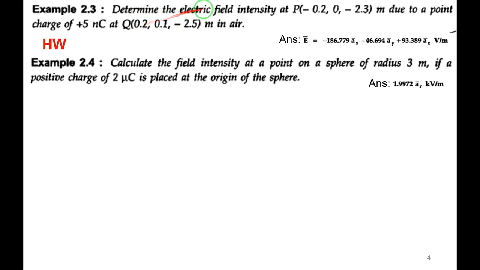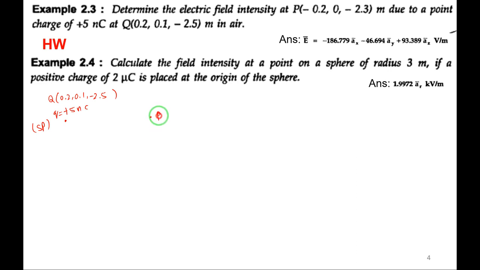Determine the electric field intensity at point P due to a point charge of 5 nanocoulomb at point Q in the air. First I will draw the source point, that is plus Q. Let me call it Q equal to plus 5 nanocoulombs, located at point Q of (0.2, 0.1, -2.5). This is the source point which is responsible for generating the field. Then we want to find the electric field intensity at this field point.